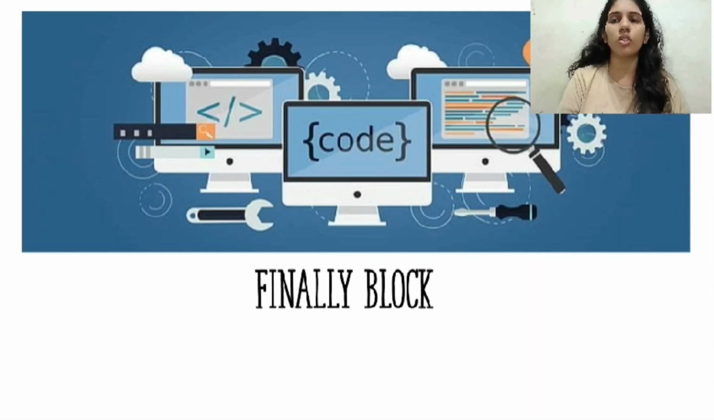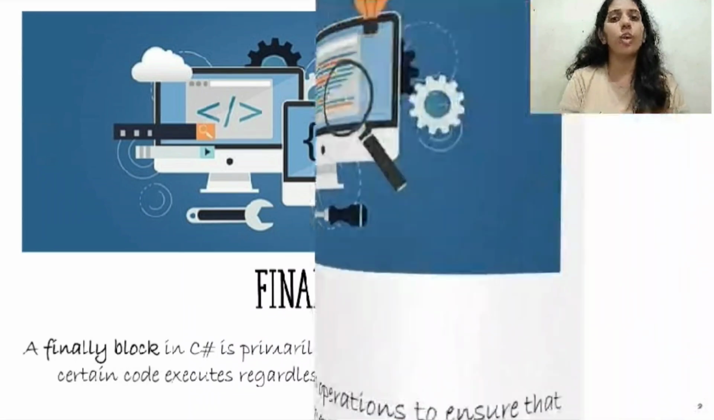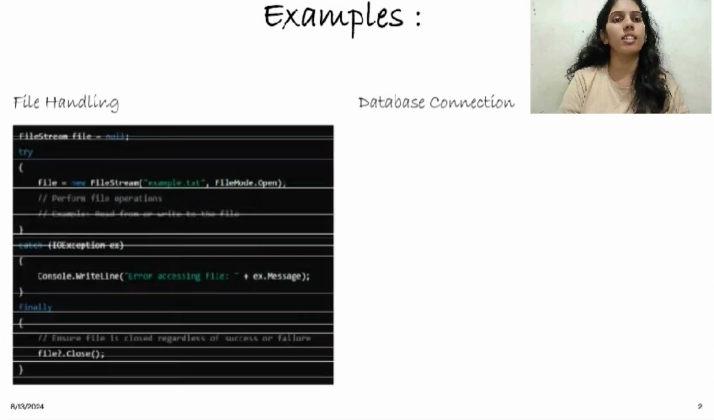Finally block: no matter what happened in the try or catch block, the code inside the finally block will always run. This is where you put the code that needs to run no matter what, such as closing files or releasing resources. For example, file handling and the database connection.